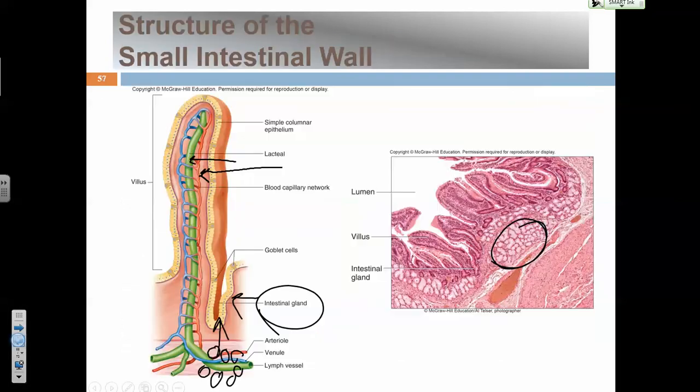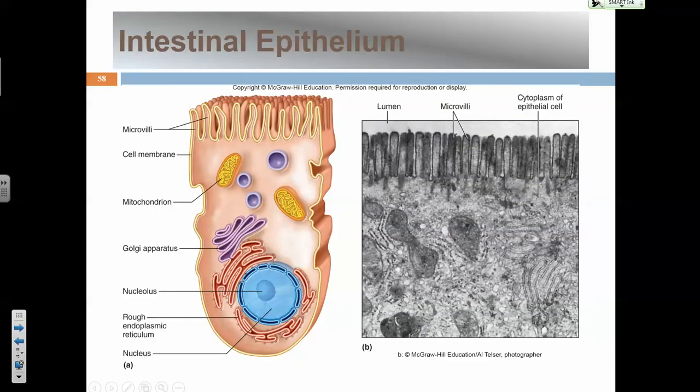And then if we took one of these cells right there, just one of those cells, it's a columnar cell. This is what it looks like. And look at its free surface. It has microvilli, which is further increasing the surface area. This is extremely significant.